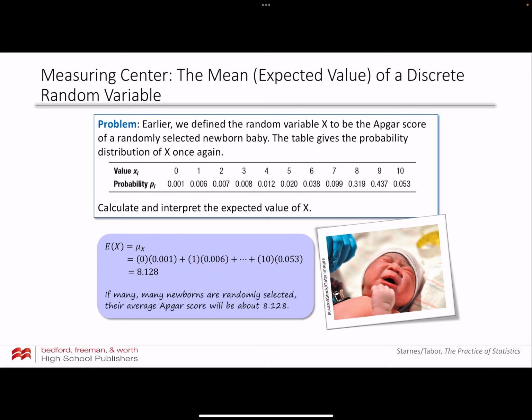Remember, your interpretation is: if you randomly select lots of newborns, the average APGAR score is about 8.128. So randomly select lots of times, then the number, and then the context. So really like 4 parts to that.